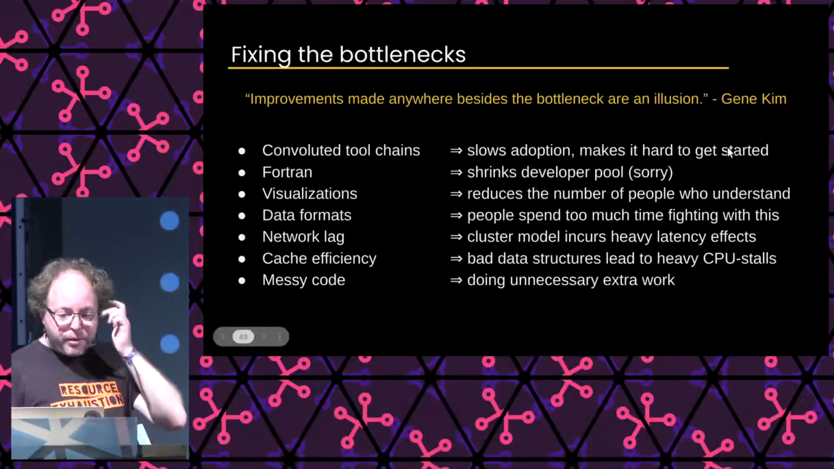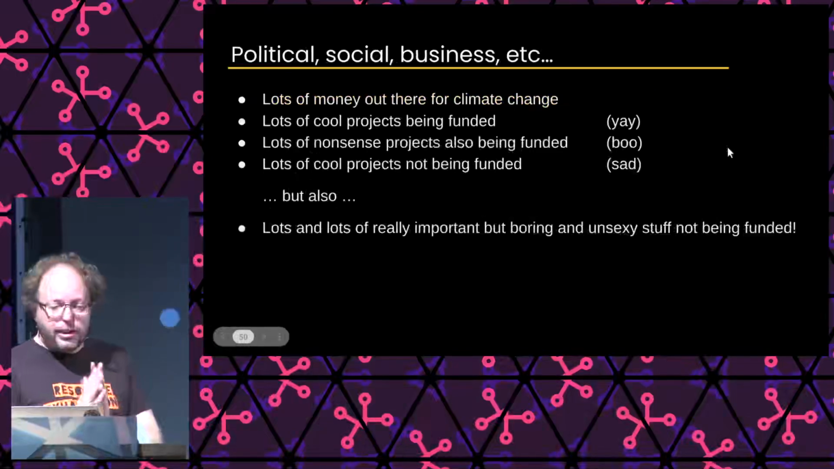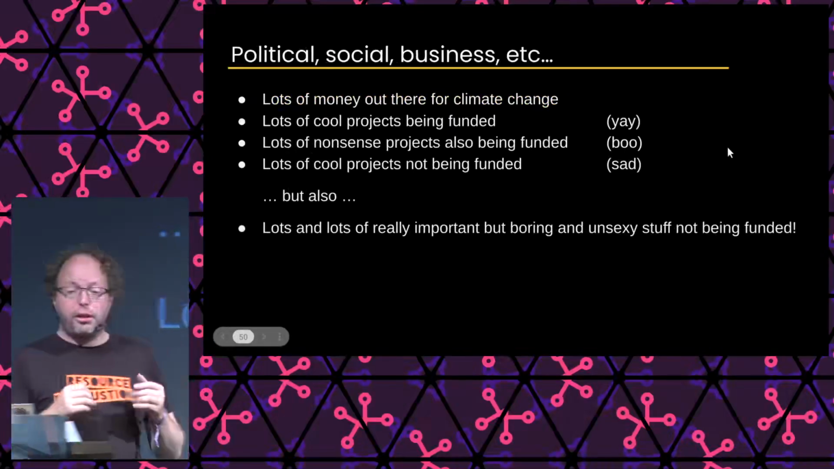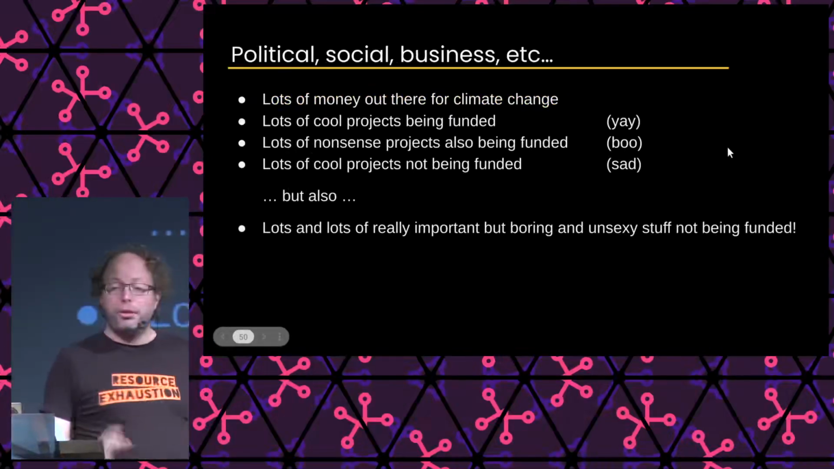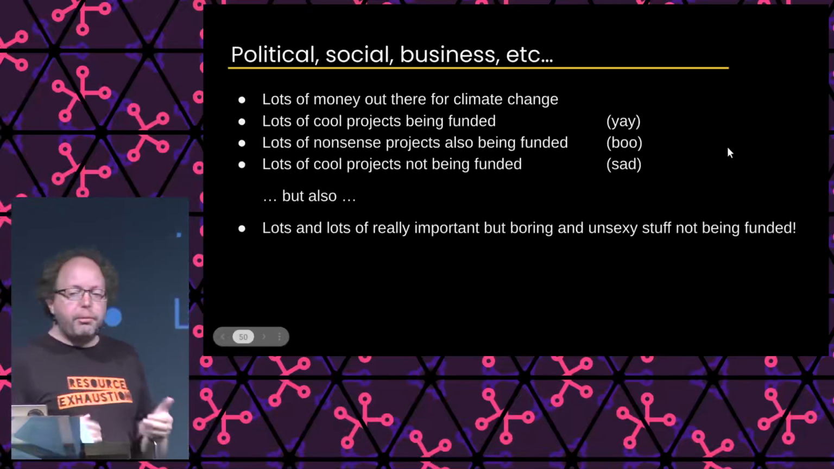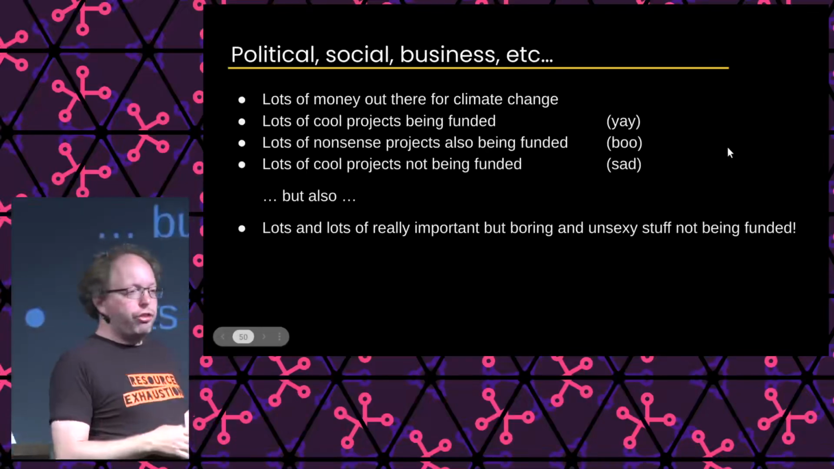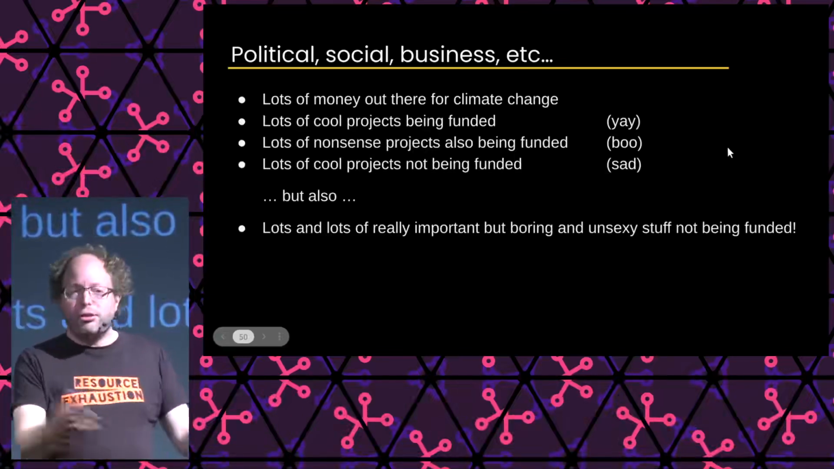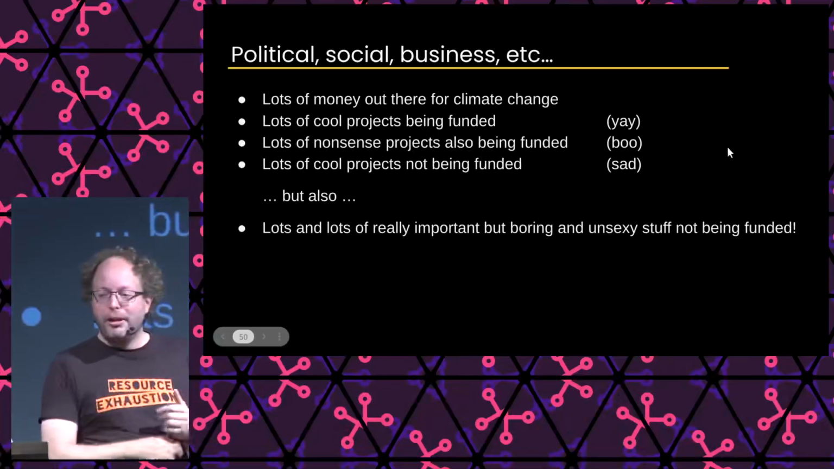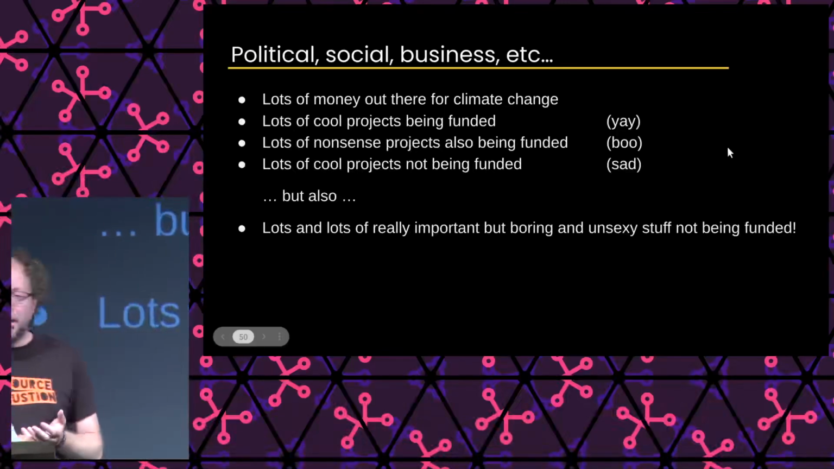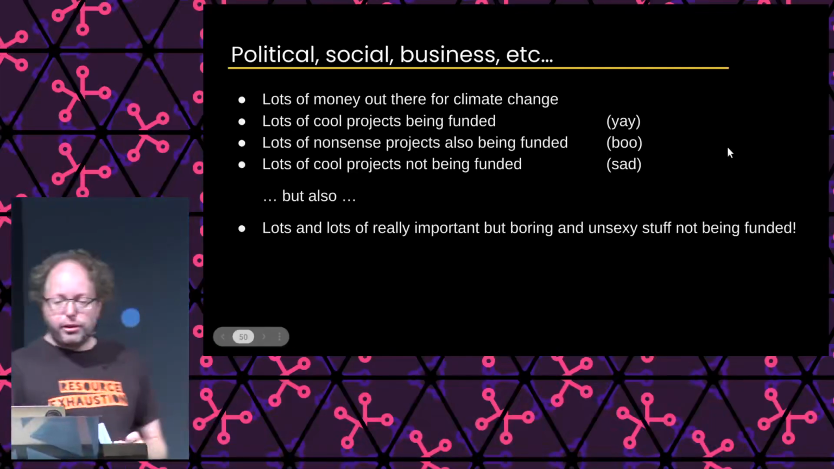But on the political, social, business side, there's a lot of money out there for climate change at the moment, and a lot of really cool projects are being well funded, but there's also a lot of nonsense projects being funded as well, let's be honest. And the problem is, a lot of the boring, unsexy stuff, like how do you deal with different grids on a planetary systems model, that's not necessarily being funded as well as it should be, and it's making it hard for scientists to get the technical support that they need. So, this is something that could be fixed.